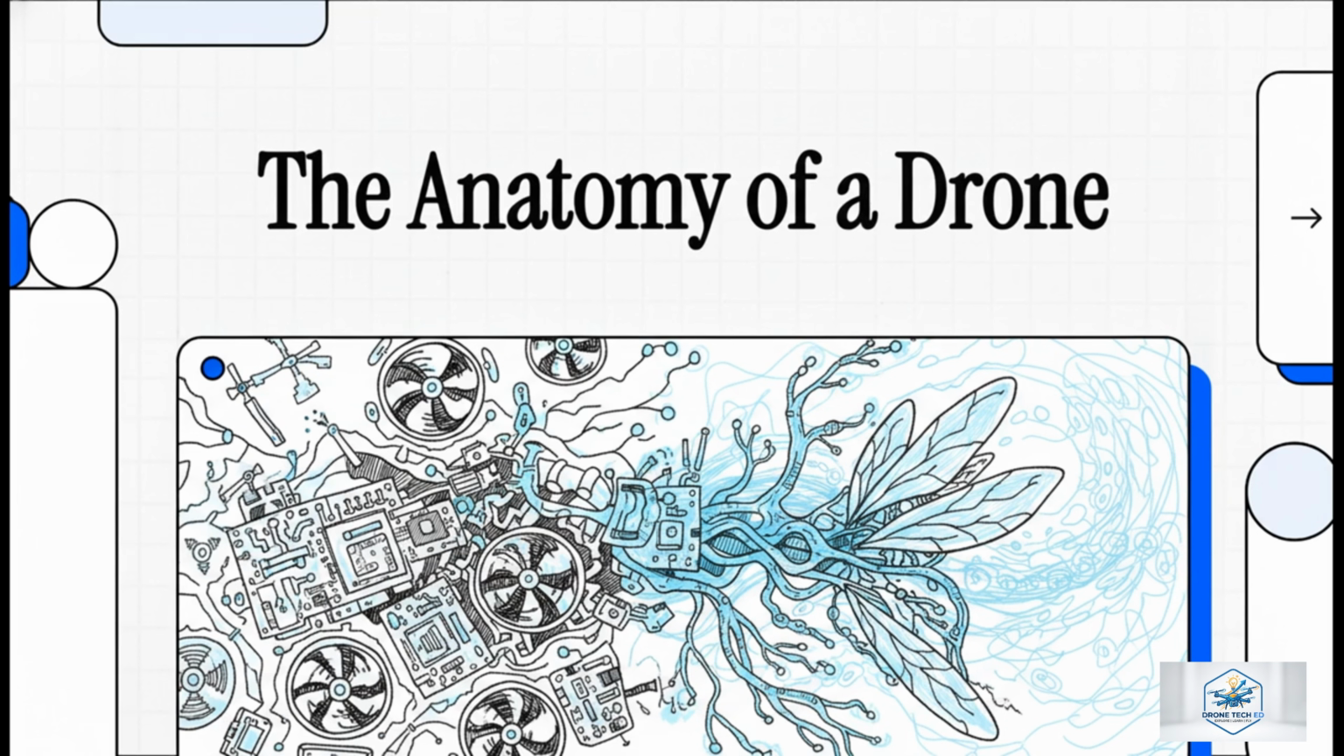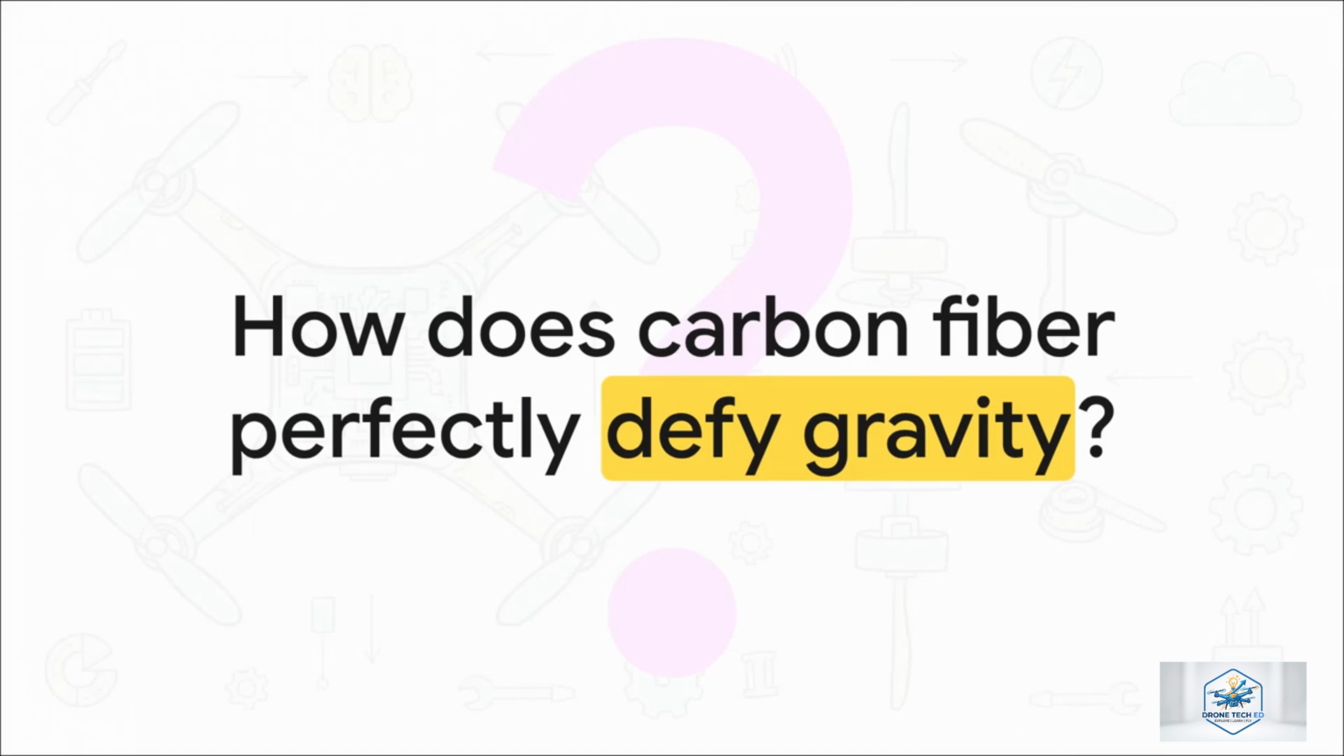I want you to look at a drone not just as a simple machine, but as a complex, highly evolved electronic organism. Okay, let's dive into this. How exactly does a lifeless piece of carbon fiber perfectly defy gravity? How does it fight off turbulent crosswinds and somehow maintain a high-definition video link from miles away?